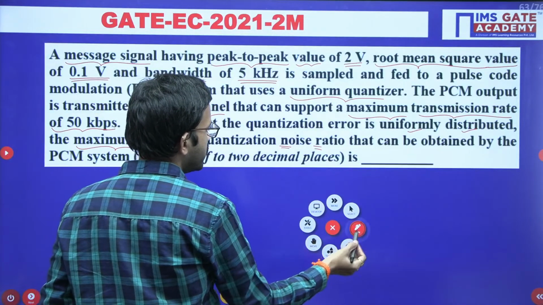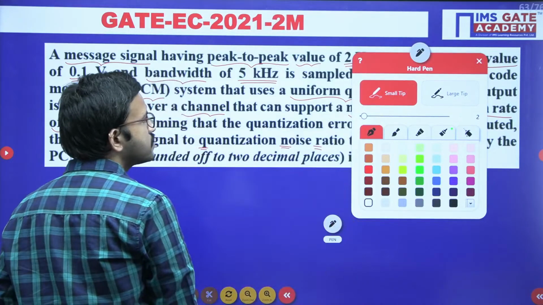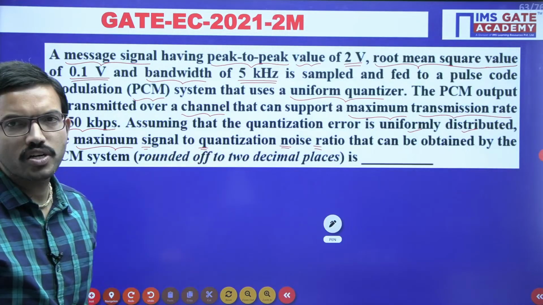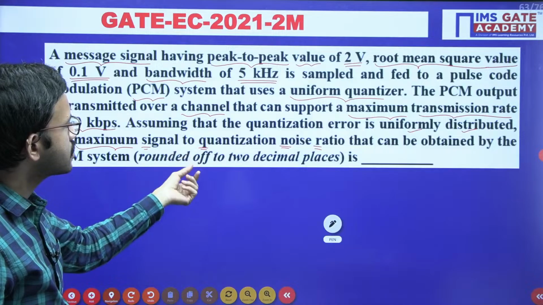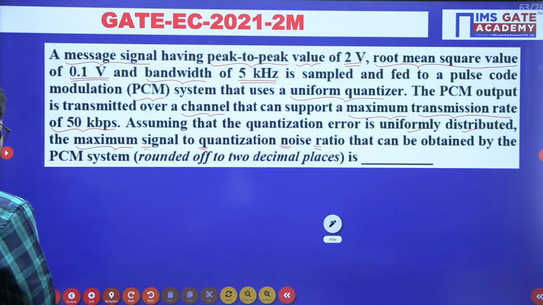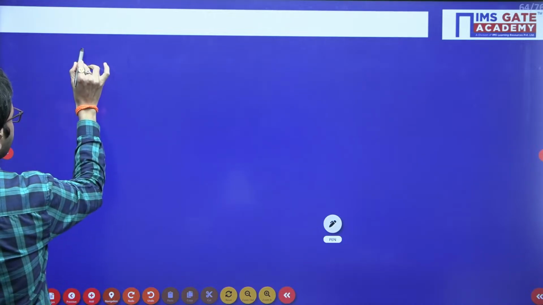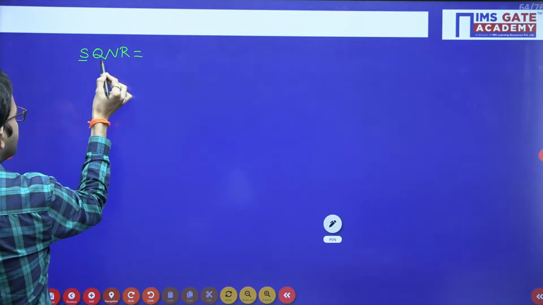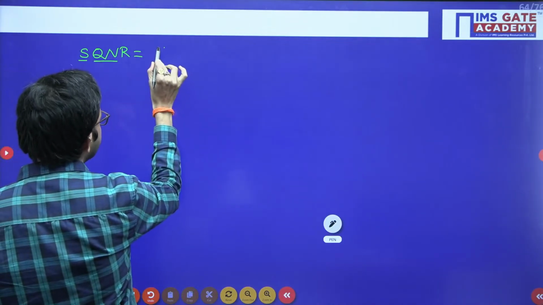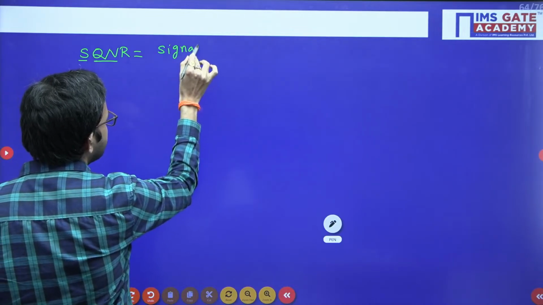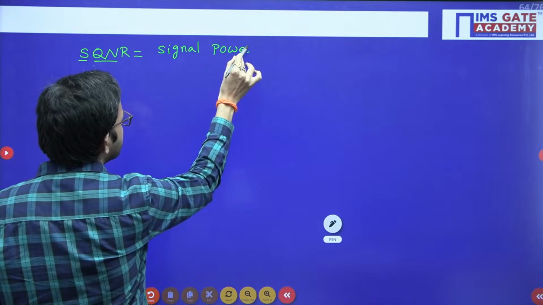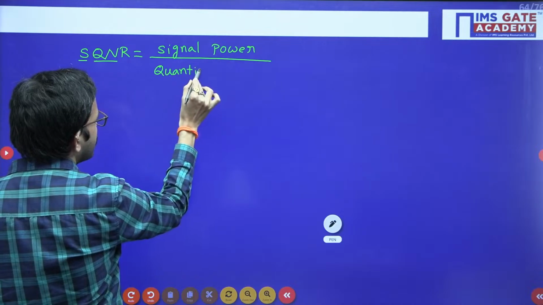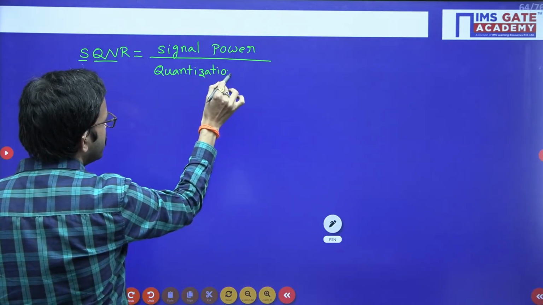So here in this question, you have to calculate the maximum signal to quantization noise ratio. First of all, write the signal to quantization noise ratio formula. After that, let us find out the maximum value, right? Signal to quantization noise ratio is nothing but the ratio of signal power and quantization noise power.